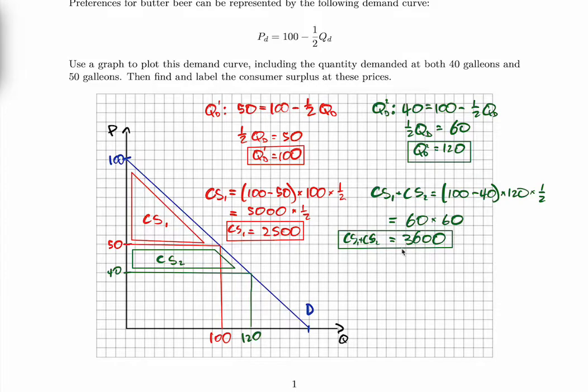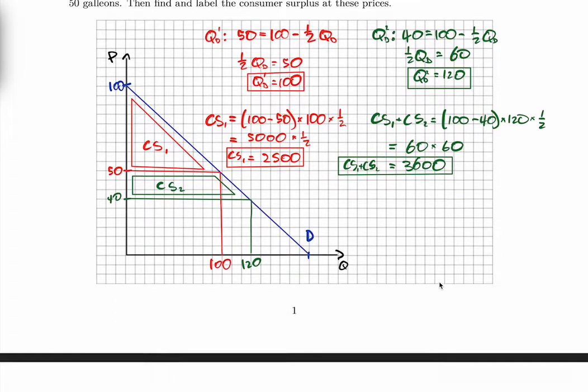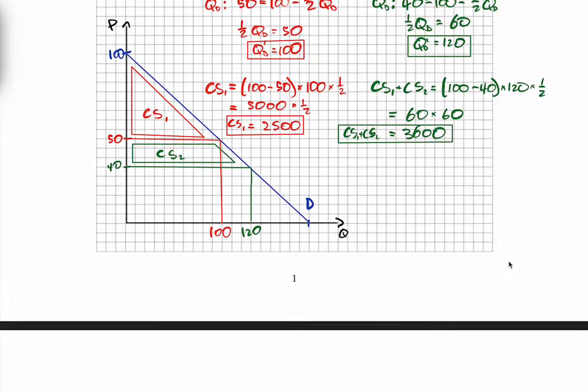And then we do the same thing for consumer surplus at 40. I've labeled these as different areas in green and red, but you could just label these, and we'll do this in Demo B2, you could just label it as two separate but overlapping triangles. Okay, and when we solve that out, we get 3,600.